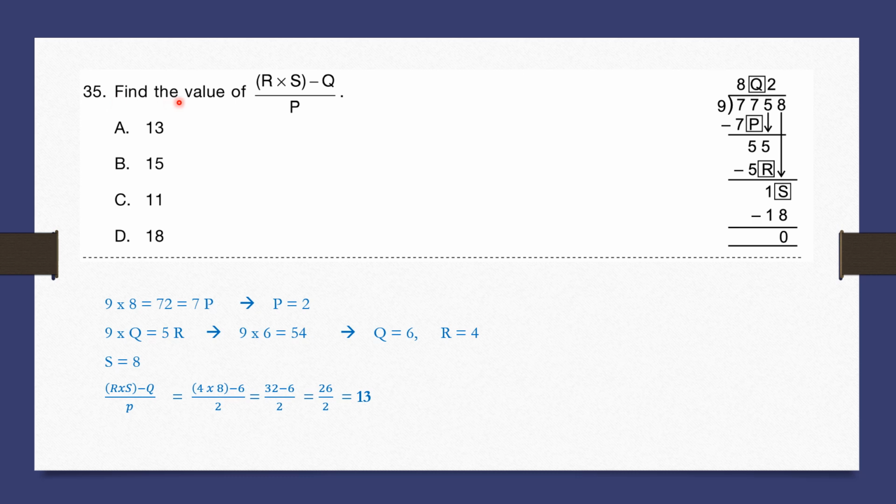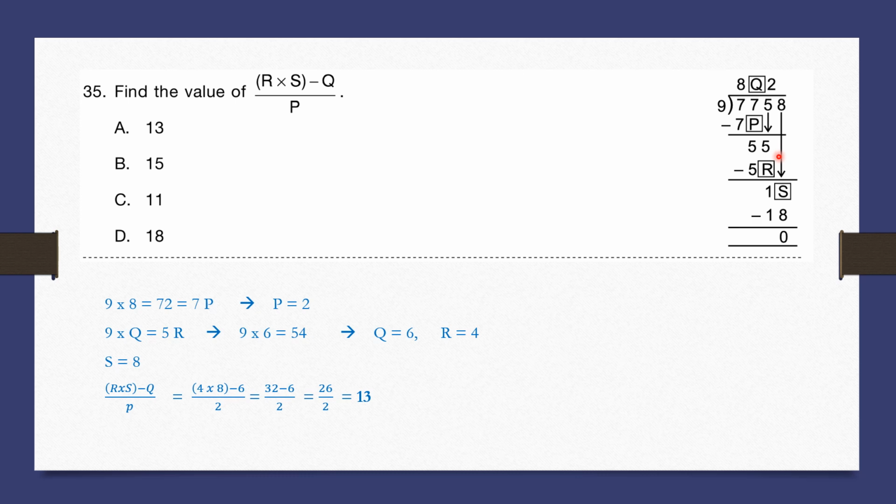Question number 35. Find the value of R times S minus Q divided by P. Let's see here. It's a division problem. So 9 times 8 equals 7P. So 9 times 8 equals 72, and 72 equals 7P. So P equals 2. So 77 minus 72 equals 5. And we bring this 5 down. Now 9 times Q equals 5R. So we know 9 times 6 will be 54. So Q will be 6 and R will be 4.